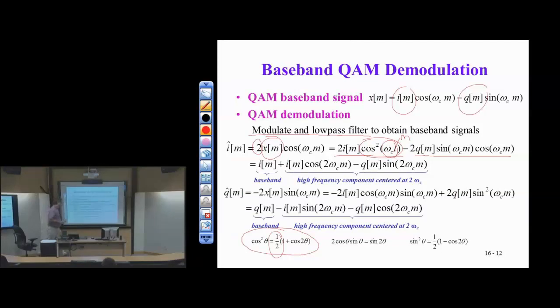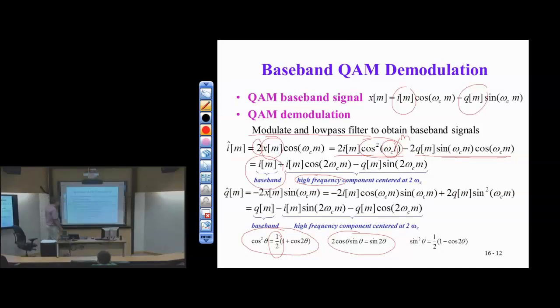And then the double angle formula, the sine cosine product also has a trig formula, so we can replace that with the sine of 2 theta. So we're left with the baseband component, I of M, and the second 2 terms here are components that are centered at twice the carrier frequency. Low-pass filter gets rid of those. We're left with baseband. So that's the in-phase direction.